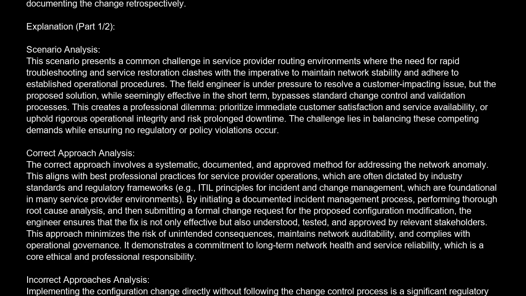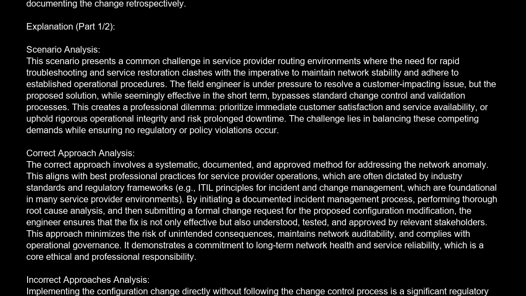The correct answer is C. Immediately implement the identified configuration change to restore customer service as quickly as possible, documenting the change retrospectively. Explanation. Scenario analysis. This scenario presents a common challenge in service provider routing environments where the need for rapid troubleshooting and service restoration clashes with the imperative to maintain network stability and adhere to established operational procedures.